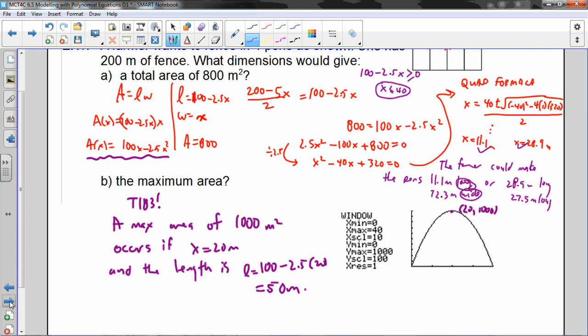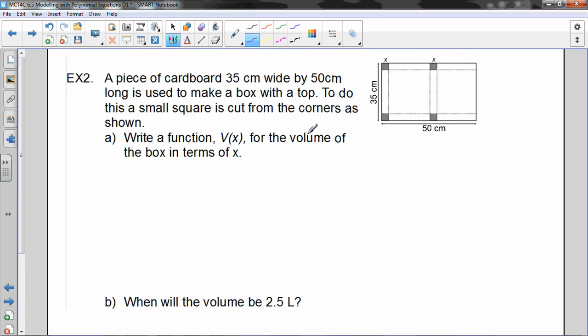Another one of these measurement ones. A piece of cardboard is cut like this to make a box with a top. So the idea is this folds over and it's kind of like a pizza box. To do this, a small square is cut. Those gray pieces are cut out from the corners as shown. Write a function for the volume.